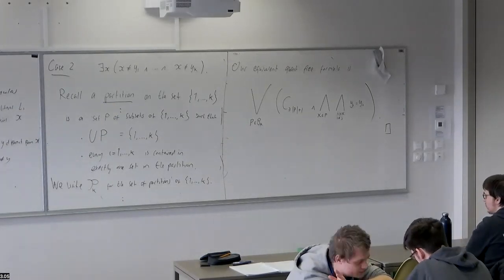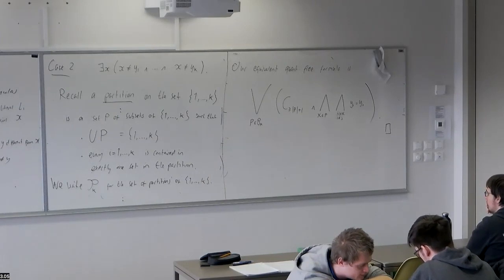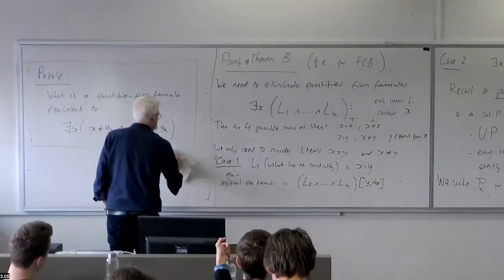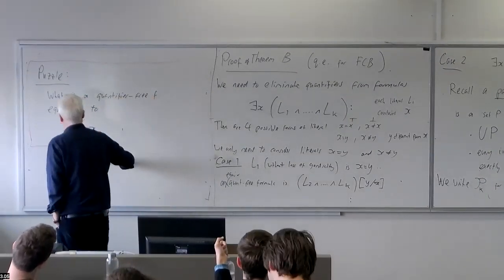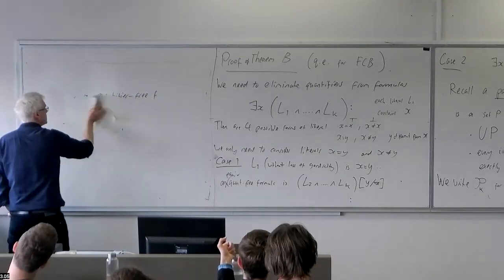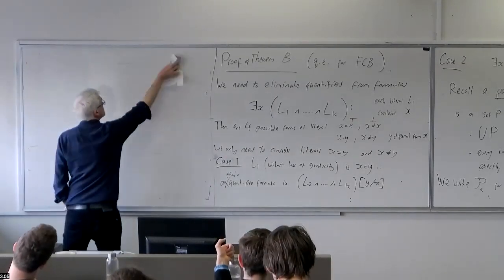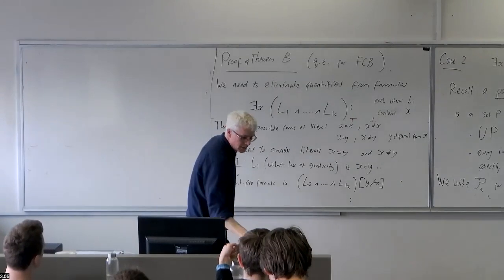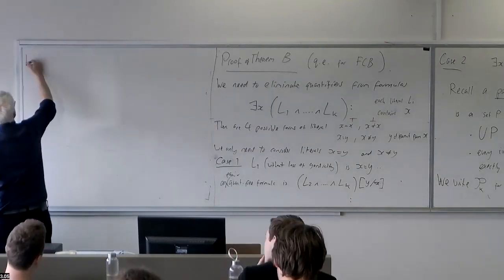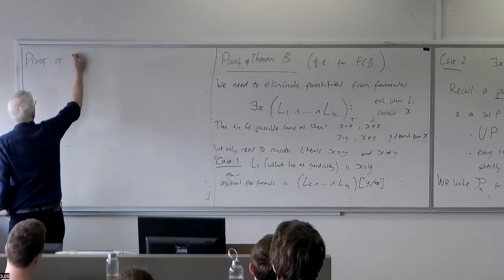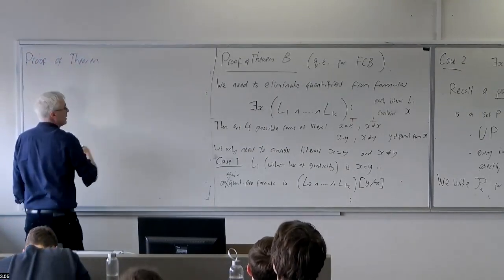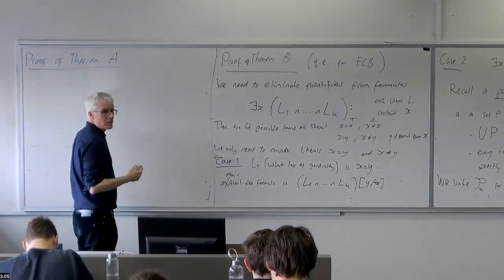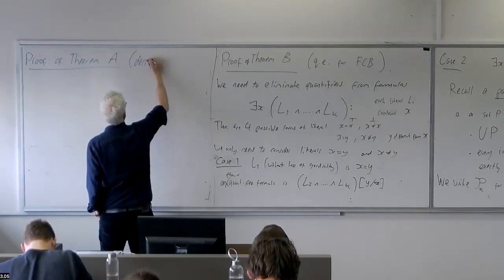So let's just now quite quickly prove theorem A, which is the decidability. Switch to blue. So proof of theorem A, the main result we had at the start, that the theory of valid sentences over the empty signature is decidable. So proof of decidability.